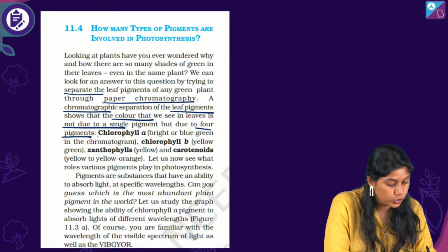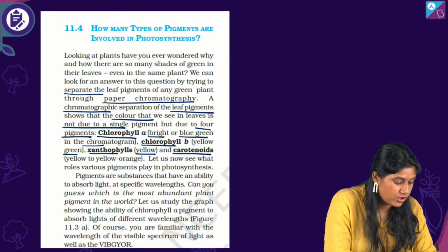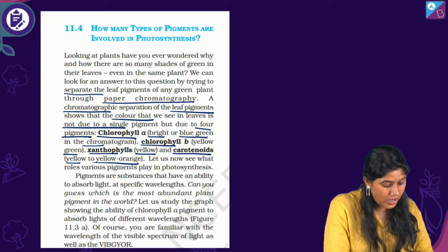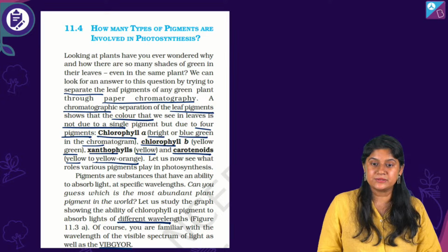Chlorophyll A which will give bright or blue green, right, chlorophyll B yellow green, xanthophylls yellow, and the carotenoids right, yellow or yellow orange. Clear, everyone? And then of course they have mentioned the VIBGYOR and of course a different wavelength altogether. So this is very, very important. Are we clear, everyone, with this?